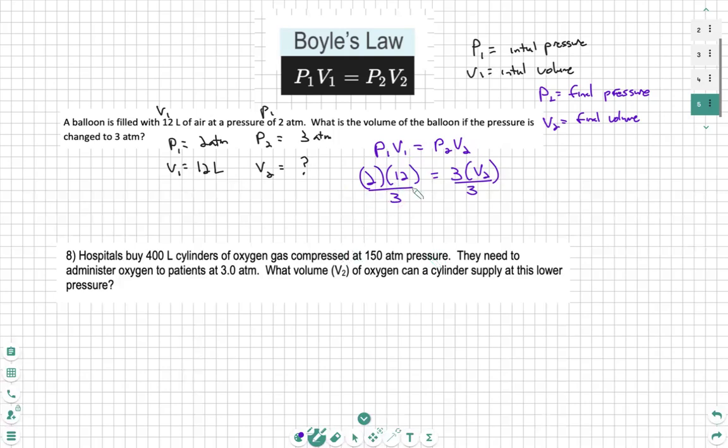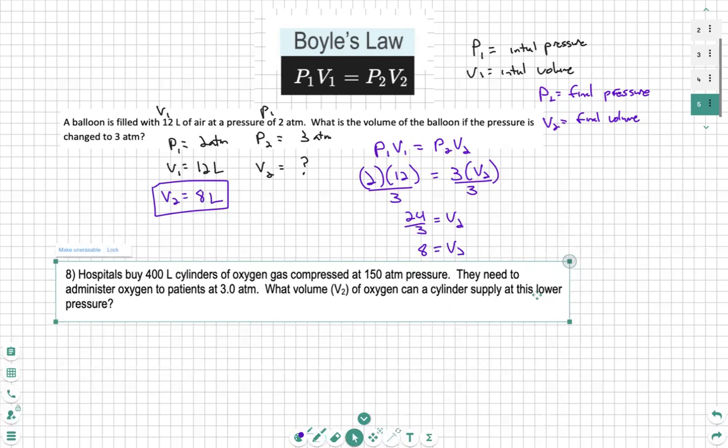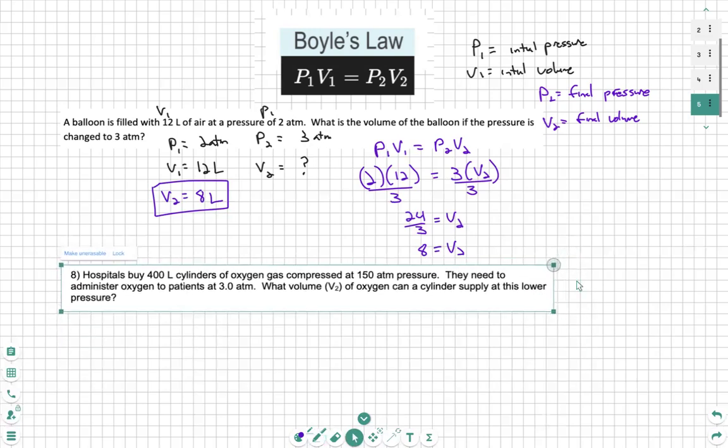So what we're going to do is 2 times 12 is 24, over 3 is V2, and we will finish it off by doing 24 divided by 3 is 8. So our new volume or final volume is equal to 8 liters. And that will be the volume of the balloon of air if the pressure is increased to 3 atms. So pretty straightforward. Let's do one more example.